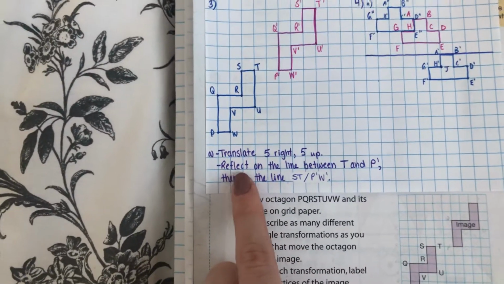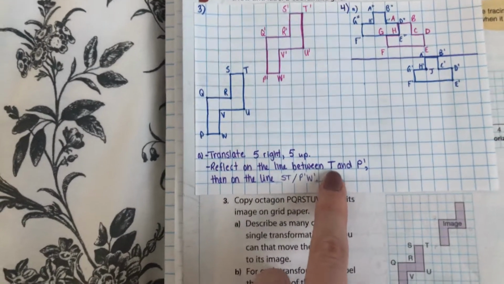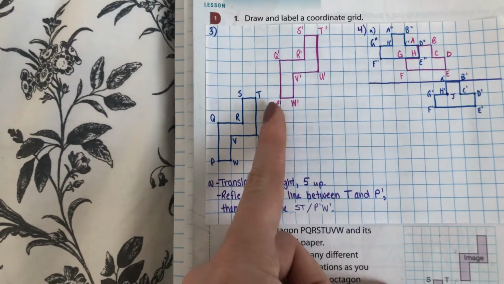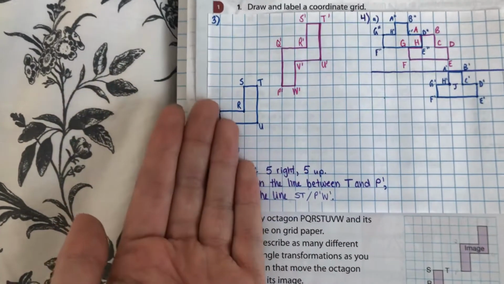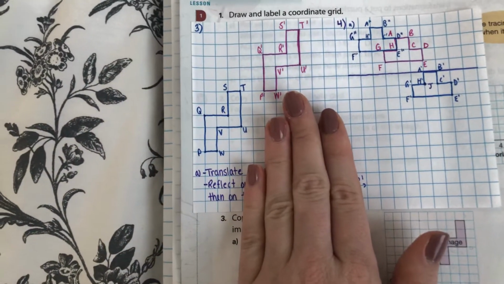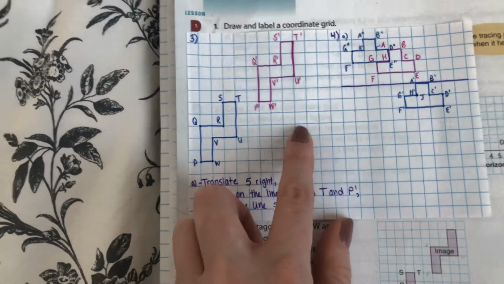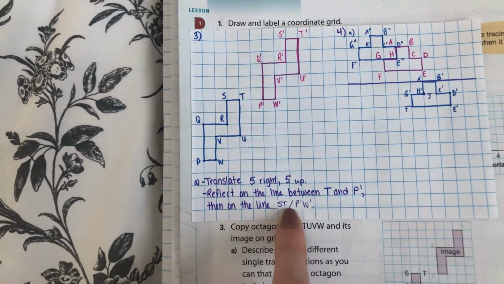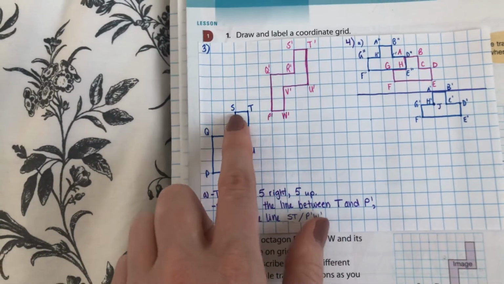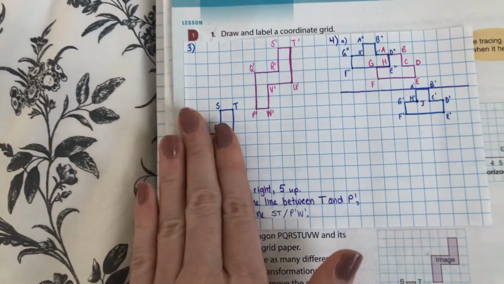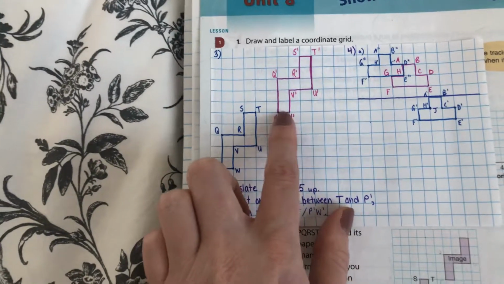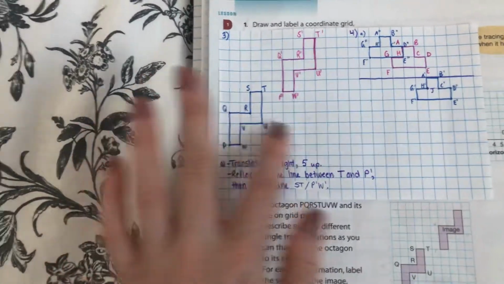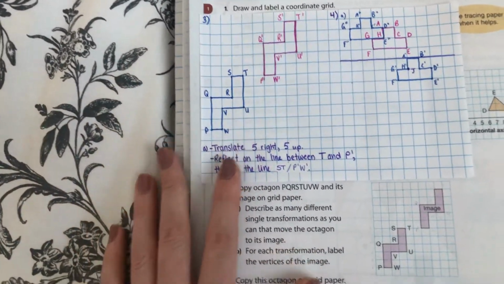Another one you could do is reflect on the line between T and P prime. So here's T and here's P prime, so this line in between. If I reflect over that, the shape is going to go over here and be opposite of this shape up here. Then on the line ST or P prime, W prime, so here's ST. This ST, once I reflect it the first time, it's actually going to be connected here, and then I reflect it over like that. So those are the 2 options that I came up with that are single transformations, okay?